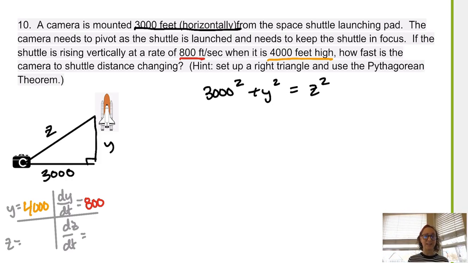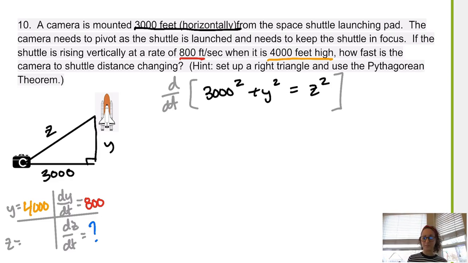How fast is the camera to shuttle distance changing? Well, that how fast tells me I'm looking for a rate. There's only one rate left, that's dz/dt, and notice that z is the distance from camera to shuttle, right? So I want to know how fast that's changing. I want to know dz/dt. Okay, so now let's go ahead and differentiate both sides with respect to time.